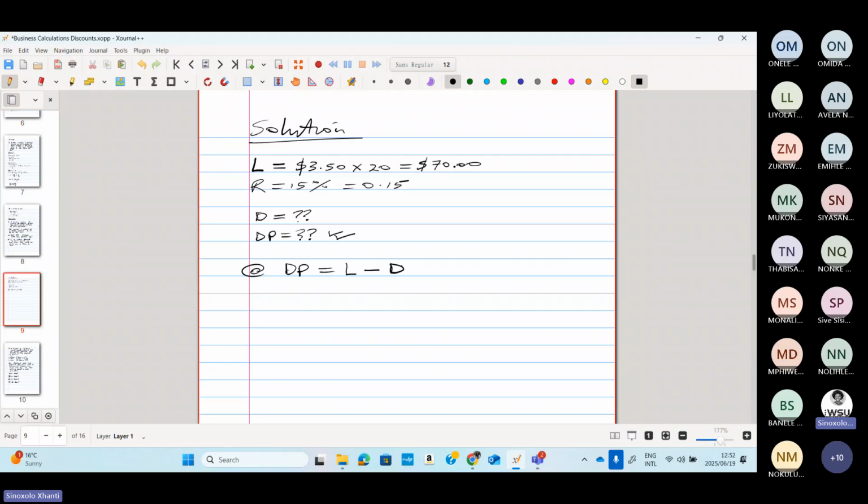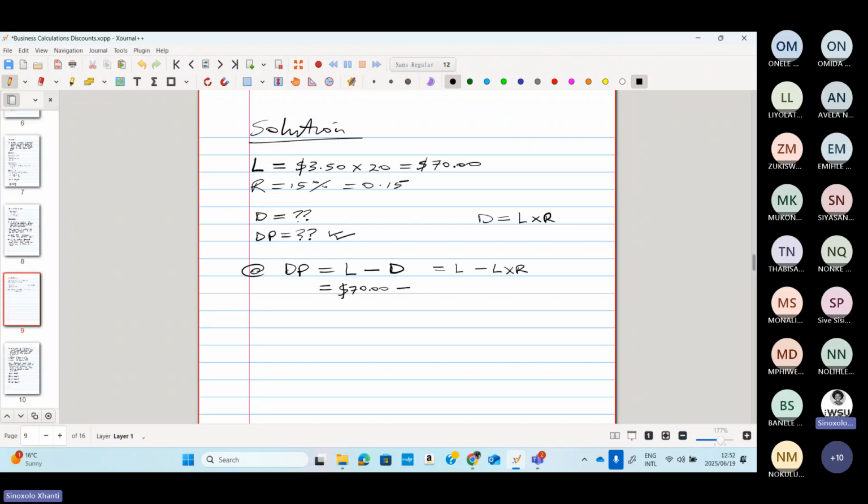That is L minus D. And if you look carefully into this, you will find out that the list price was given. It was $70. D was not given, but you know that the formula for D is simple. We know that D is the same as L times R, or R times L. It doesn't matter. Multiplication is commutative. So when it comes to this equation, you will find out it is the same as L minus, what is your D? D is the same as L times R.